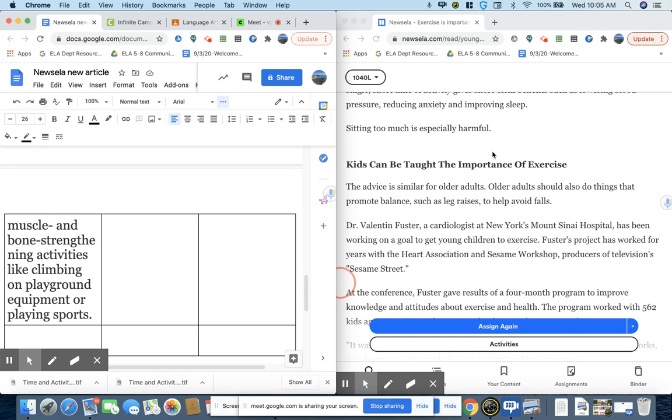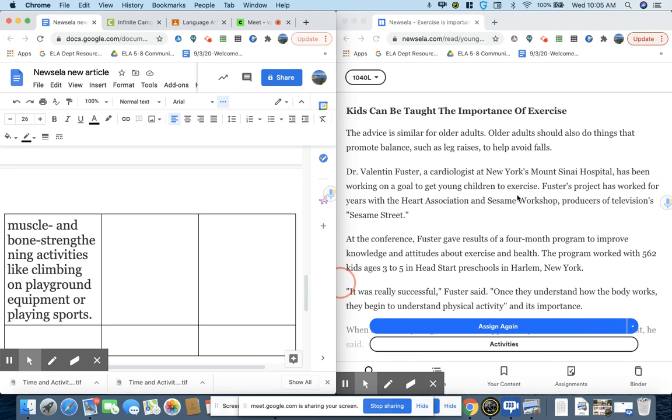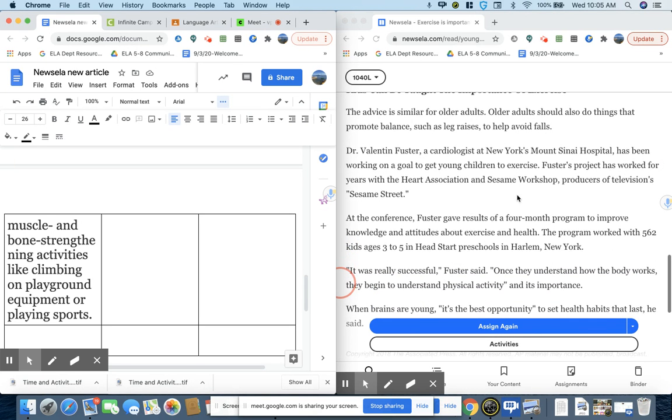Sitting too much is especially harmful. Obviously, this is not good news for us because what are we doing all day? Sitting, sadness. Kids can be taught the importance of exercise. The advice is similar for older adults. Older adults should also do things that promote balance, such as leg raises to help avoid falls.